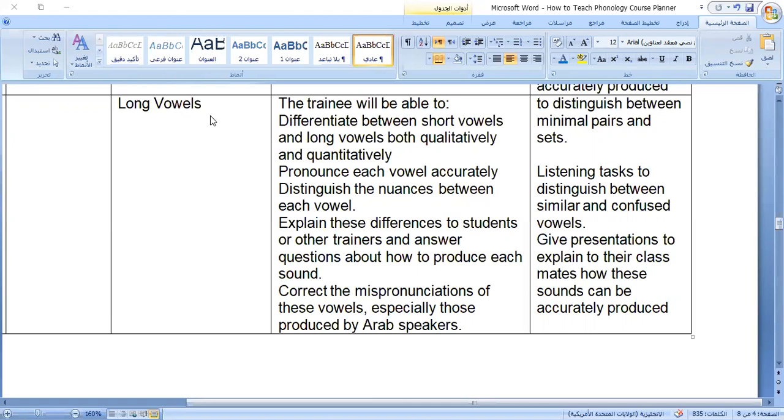Pronounce each vowel accurately. Each long vowel should be pronounced accurately, distinguishing the nuances between each vowel.